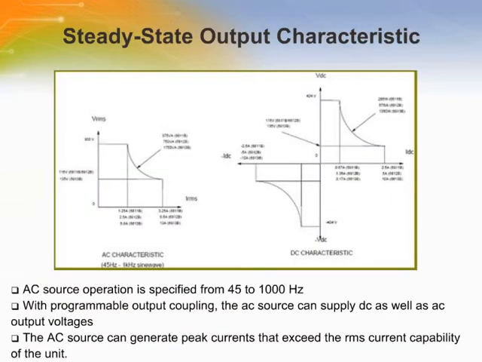The AC source steady-state output characteristic is shown in this page. Steady-state characteristics are defined as those output ratings that will be maintained by the AC source for an indefinite time. The figure shows both the AC and DC characteristics. With programmable output coupling, the AC source can couple DC as well as AC output voltages.